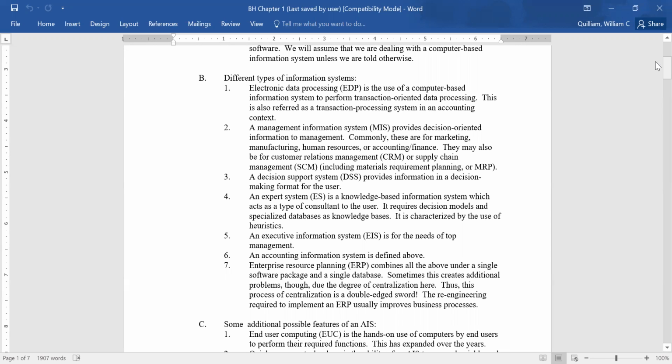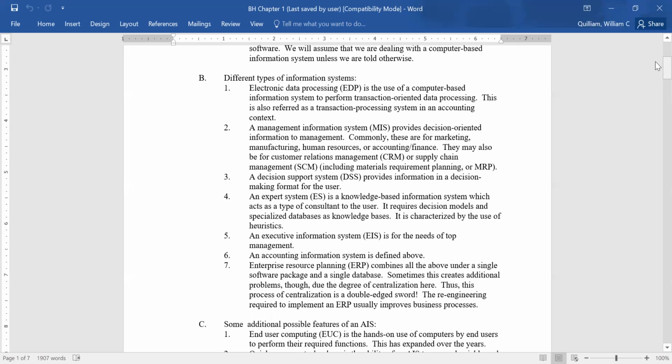Then, if we come up another notch in terms of sophistication, we have a decision support system, and that provides information in a decision-making format for the user. Come up again in terms of sophistication, an expert system. And an expert system is a knowledge-based information system which acts as a type of consultant to the user. It requires decision models and specialized databases as knowledge bases, and is characterized by the use of heuristics, or some rather simple decision rules. Then, more sophisticated still, would be an executive information system. That's for the needs of top management.